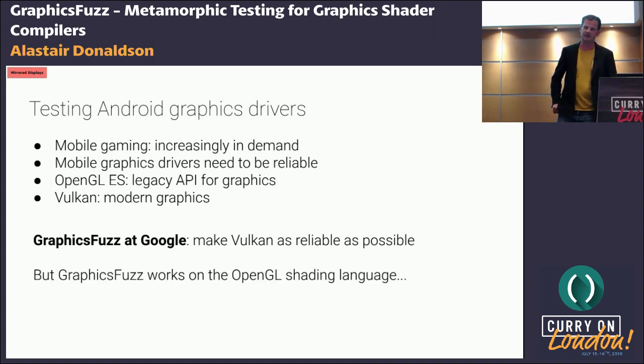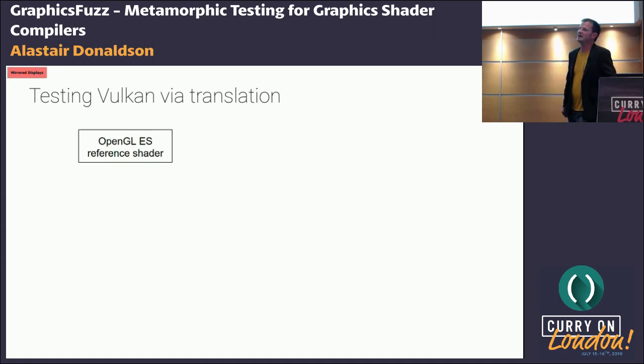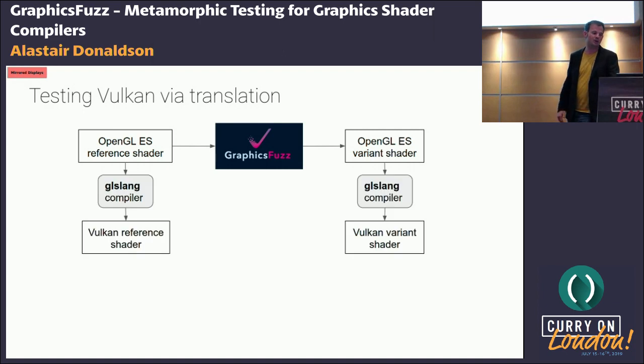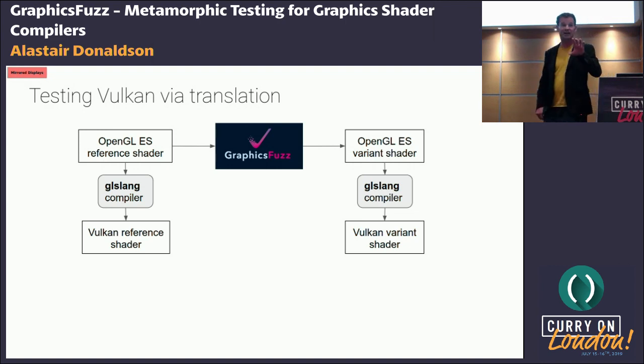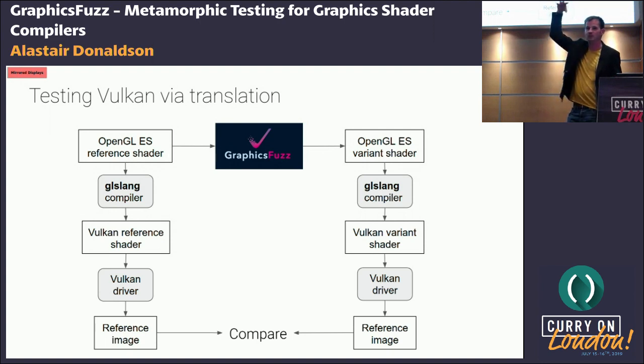But the problem is that GraphicsFuzz doesn't work for Vulkan. It works for OpenGL ES. So what we're doing is we're testing Vulkan via translation, via cross-compilation. We take an OpenGL ES reference shader, and we use GraphicsFuzz to make a variant shader by applying a ton of these transformations. And then we push both of them through this front end called GL-Slang, which is able to compile GLSL, the OpenGL shading language, into SPIR-V, the Vulkan shading language. And then we can push these through a Vulkan pipeline and compare results. So by fuzzing at the OpenGL level, we're able to find bugs at the Vulkan level via cross-compilation.